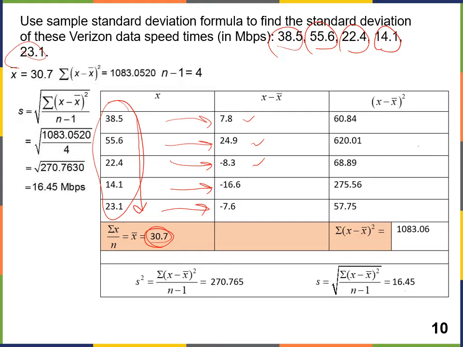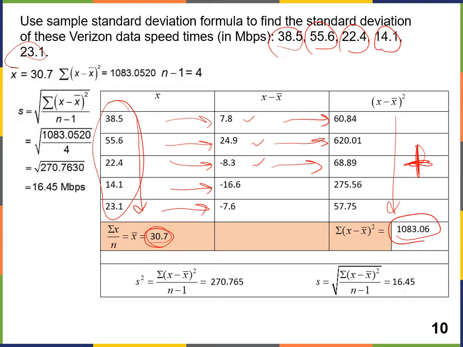And so what we're going to do is then square each one of those. So if I square 7.8 and I square 24.9, I square negative 8.3, I'm going to get this column here. All right, those should all be positive, and you see that they are. That was the whole reason for the squaring process. If we add that column up, we get 1083.06.